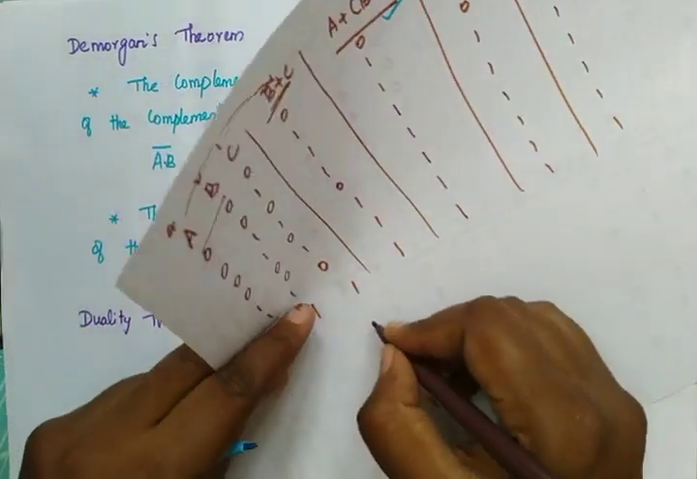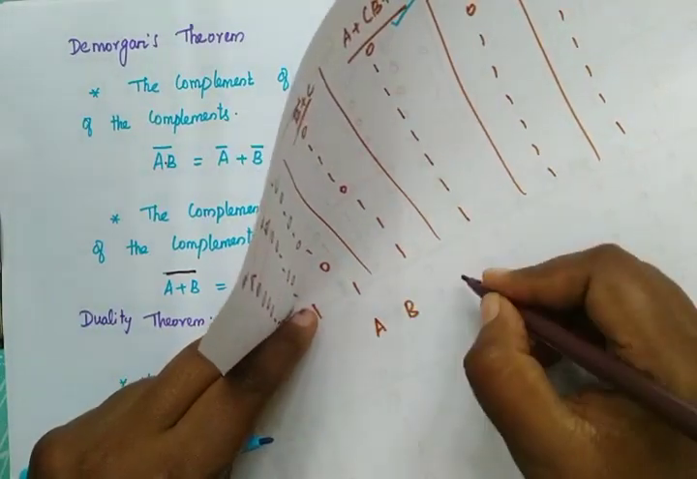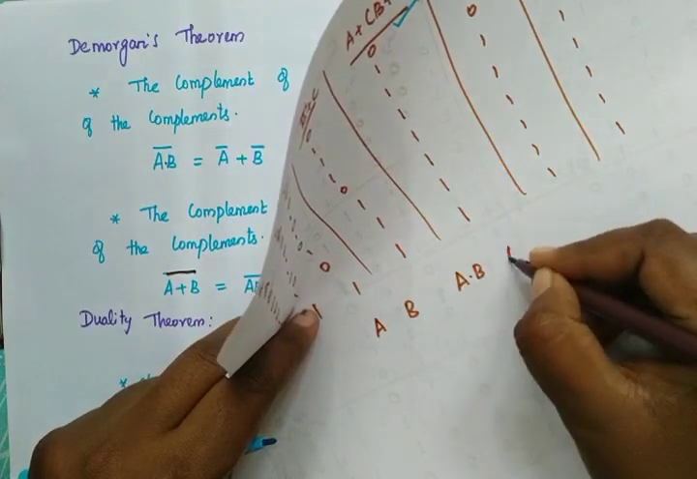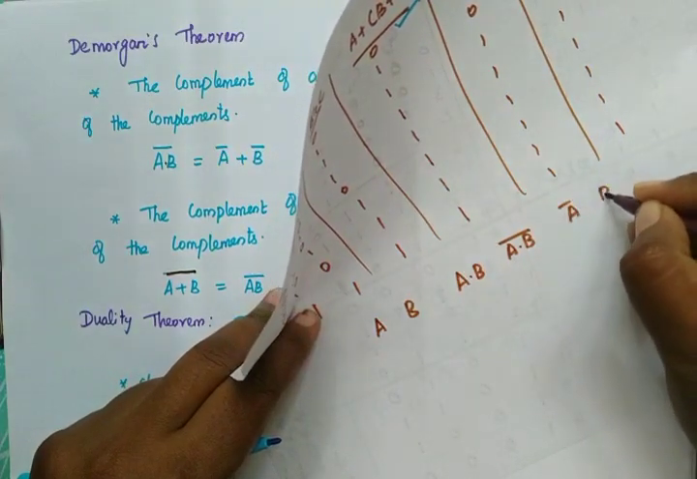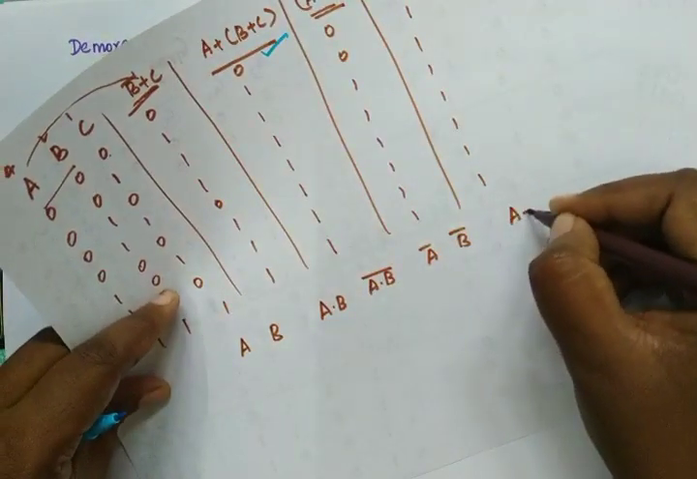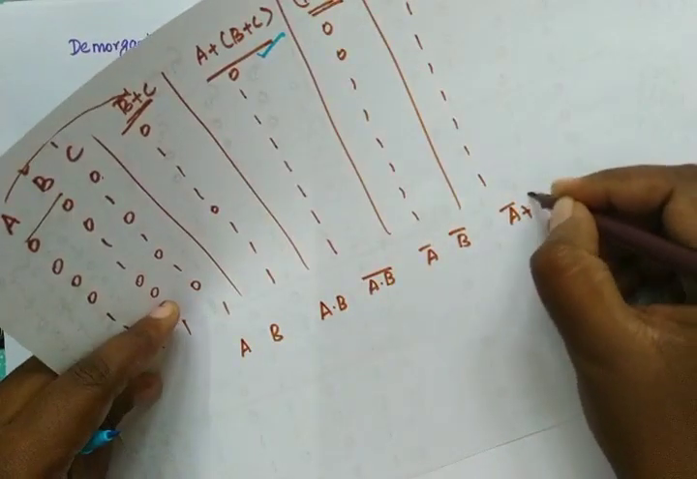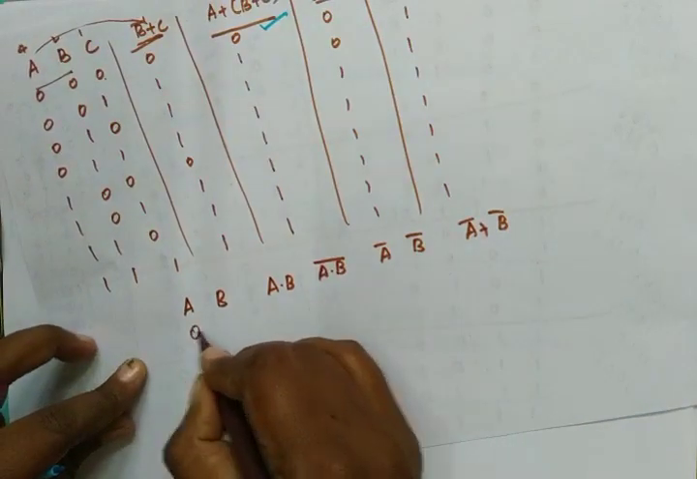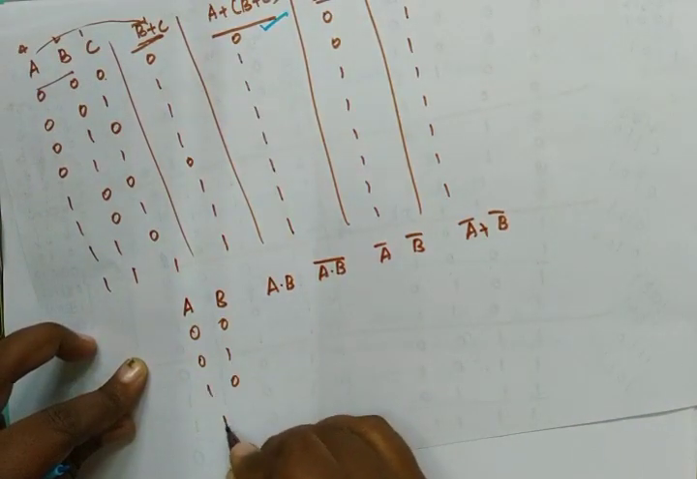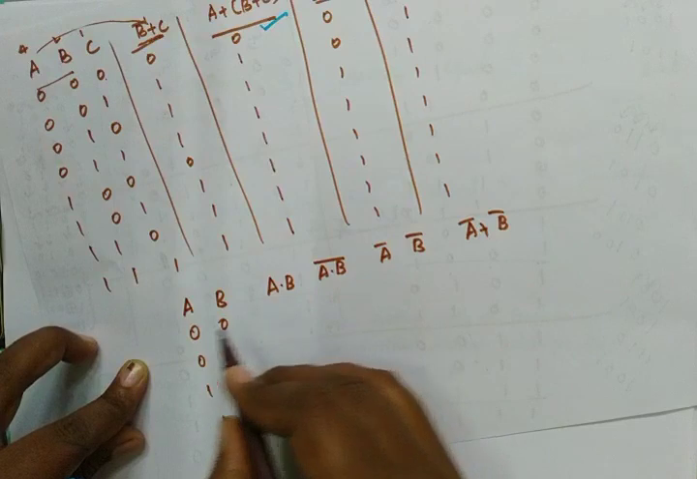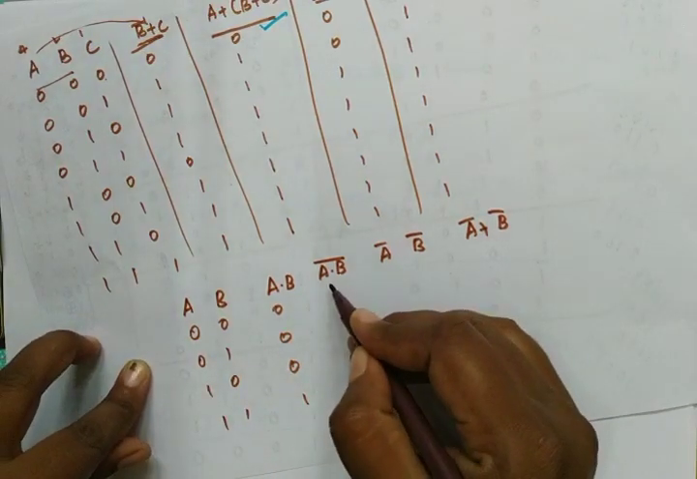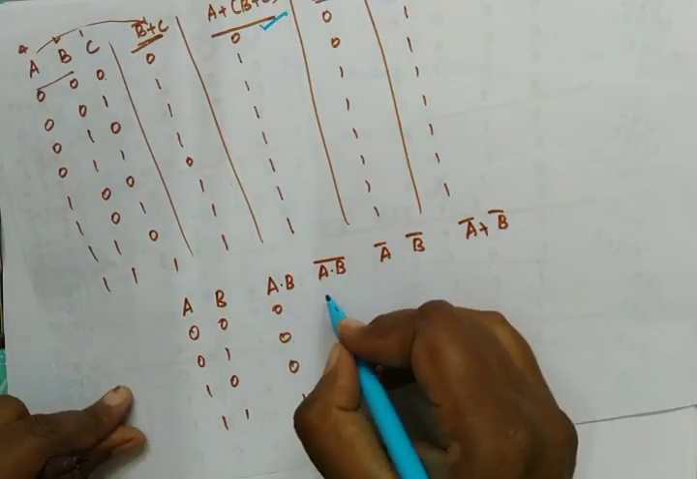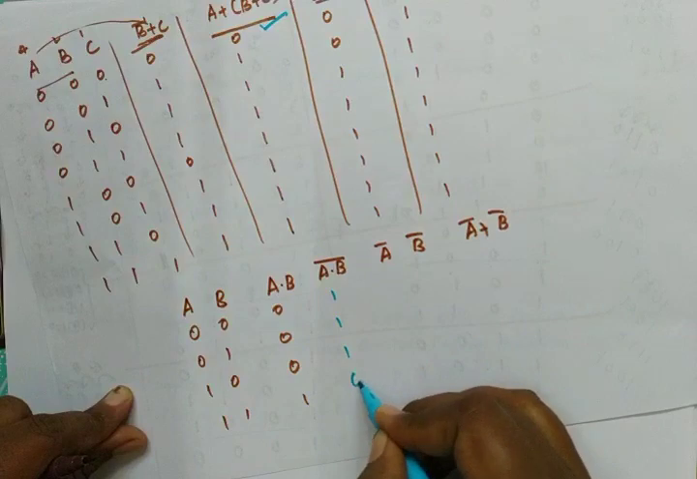So let us take A, B. Here we have A dot B and then A dot B whole bar. Then we must write A bar, B bar, then A bar plus B bar. This is De Morgan's first law. Let us write 0, 0, 0, 1, 1, 0, 1, 1. Now what is A dot B? 0 into 0, 0, 0 into 1, 1 into 0, 1 into 1. Now the complemented form for this, that is, now the 0 will become 1, 1, 1, 0.